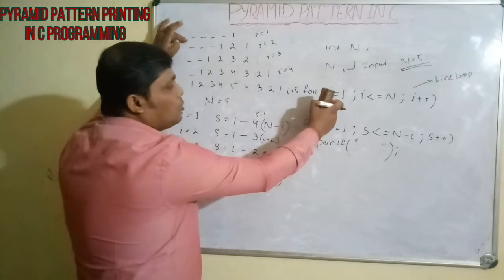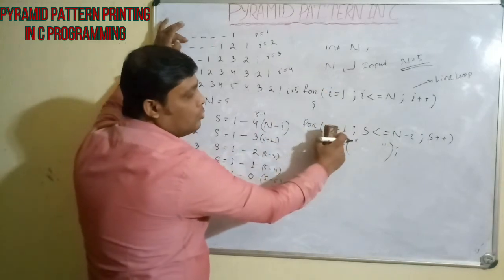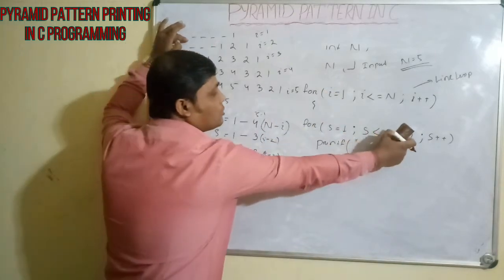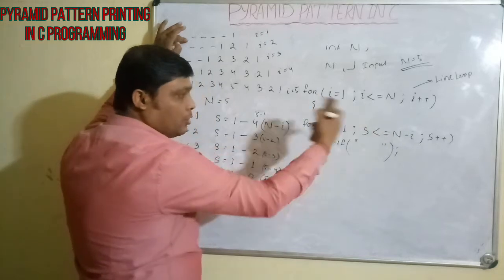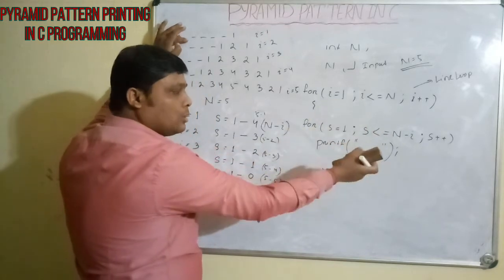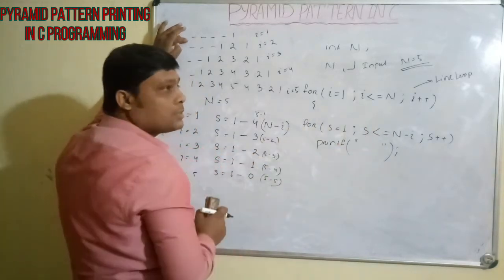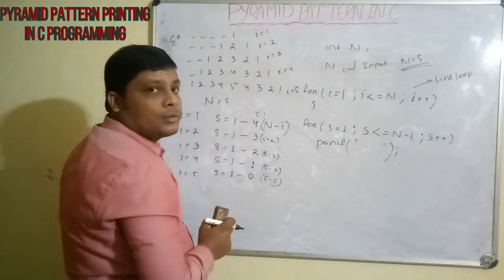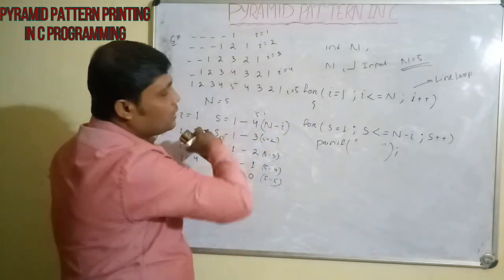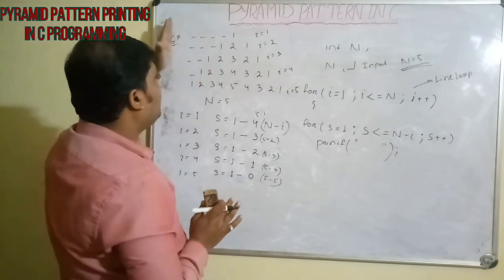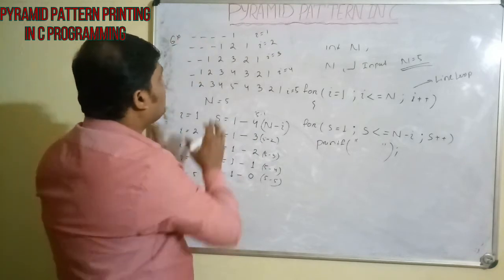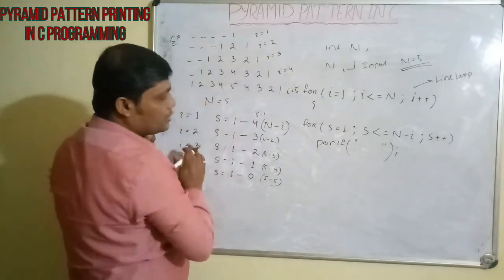So when i value is 1, it will continue from 1 to 5 minus 1, that is 4. It will continue for 1, 2, 3, 4. It will give 4 spaces. There are 4 spaces, you can see. Clear? Like this it will give spaces. Now the space work ends. Then come to printing the numbers.